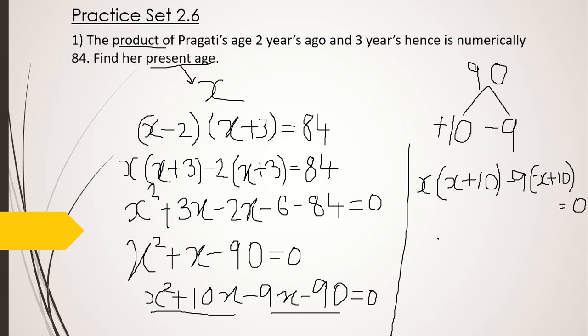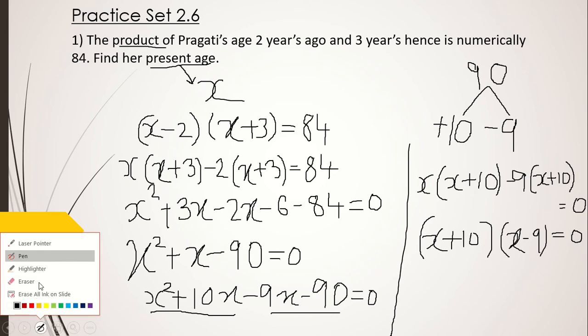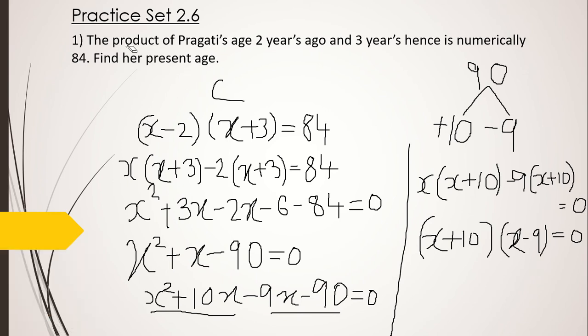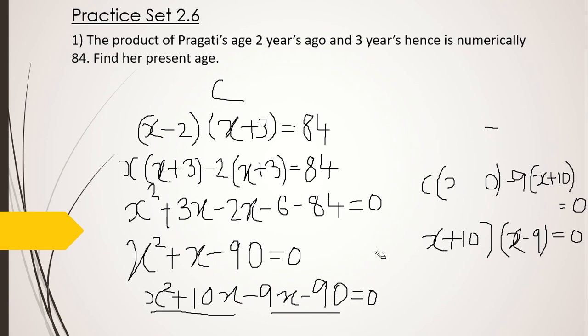Now the x plus 10 bracket is common. Take it common outside. So x plus 10 and x minus 9 are my factors. I got the factors. After that, what do we do? We equate each factor to 0 and get the value of x. So here we are going to get x is equal to minus 10 and x is equal to plus 9 as the solution of this quadratic equation.